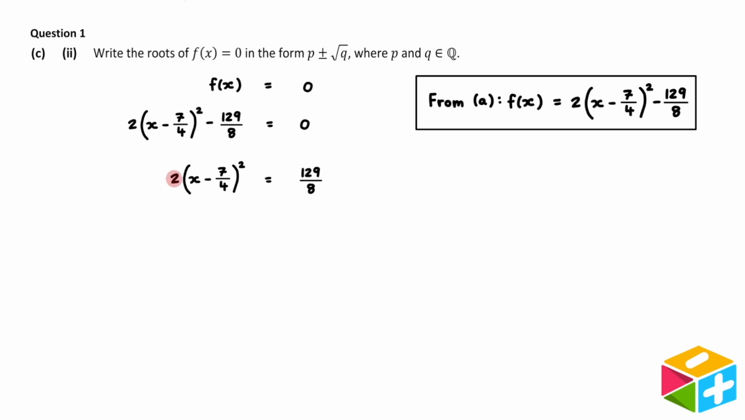Next, we should remove the 2 in front of the brackets. This represents multiplication. To get rid of it, we should do the opposite, which is division. So the next step will be to divide both sides of our equation by 2. We can simplify on the right-hand side. 2 times 8 is 16. Next, we'll have to remove the square. The opposite of a square is a square root, so here we should square root both sides.